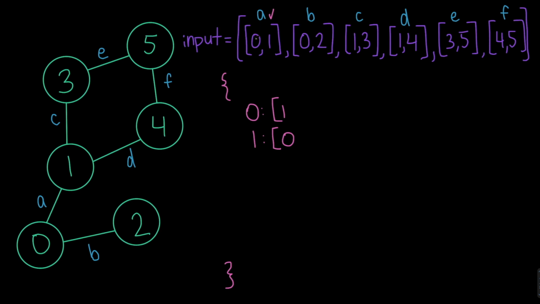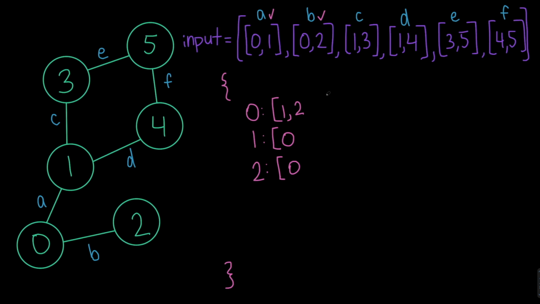So this one's done. Now we go to the B edge. So this is telling us we can go from 0 to 2. So let's add it, 2 here, but it's also telling us that we can go from 2 to 0, so we want to add that. So we're pulling two pieces of information from every single edge.